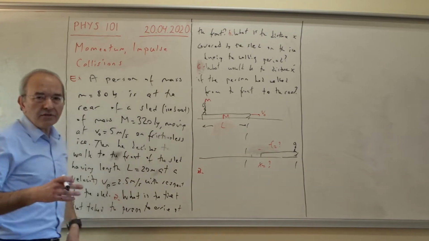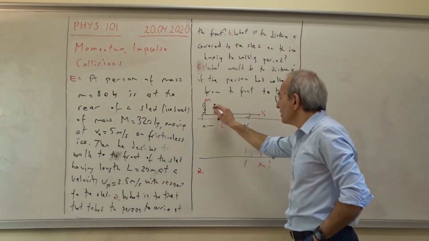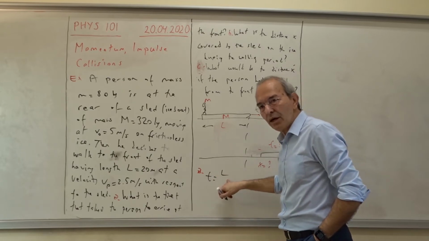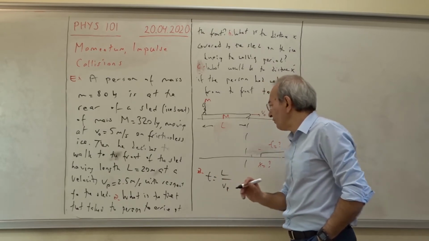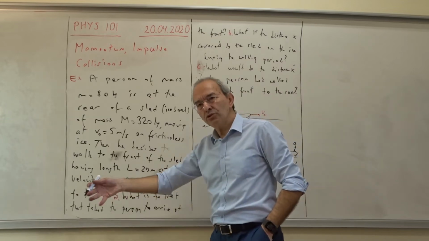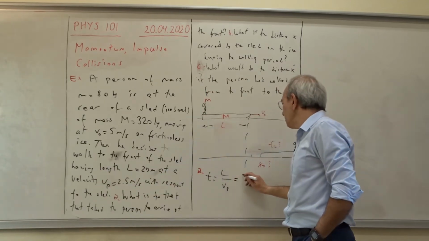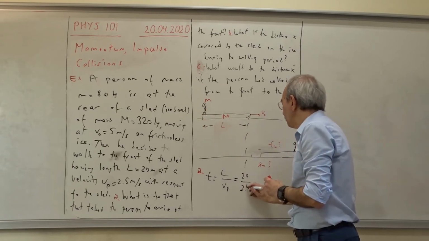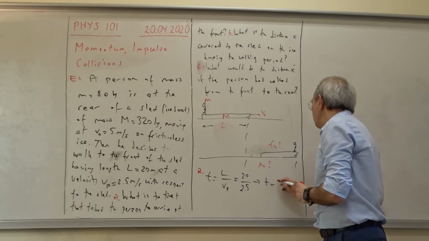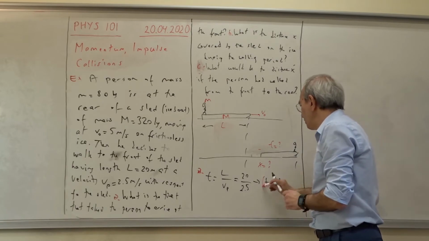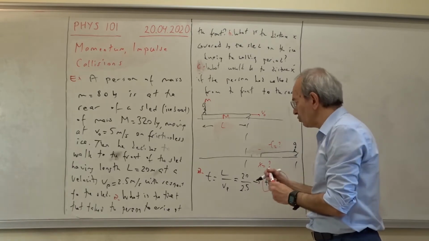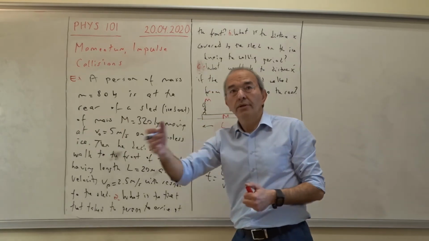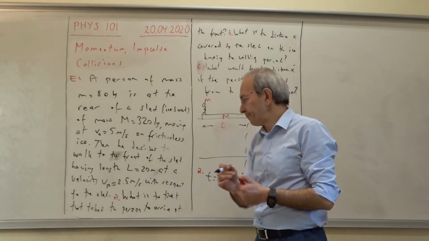Alright, now we are interested only in the inside. So this time is just length of the sled divided by the velocity of the person. So let's now put the data. 20 meters for the length of the sled divided by 2.5 velocity. So we get time is equal to 8 seconds. So this is the first part. Of course, it takes you 8 seconds to arrive at the front. Or it takes this person 8 seconds to arrive at the front.